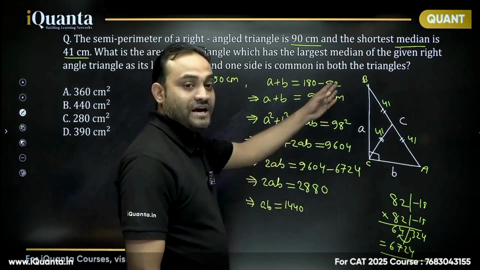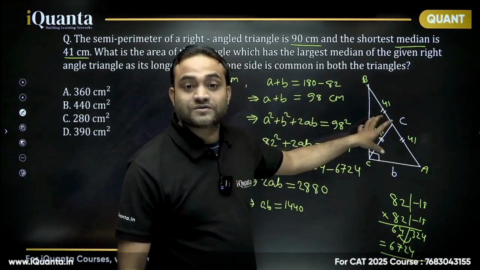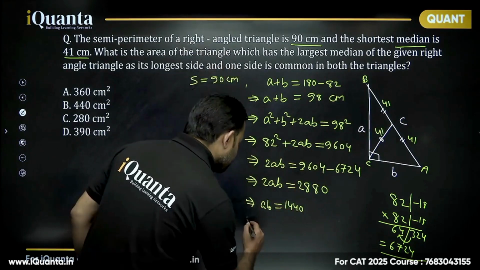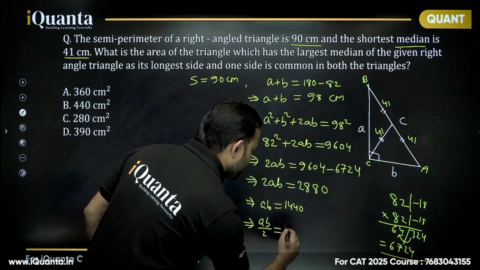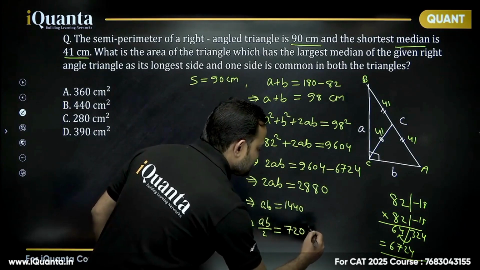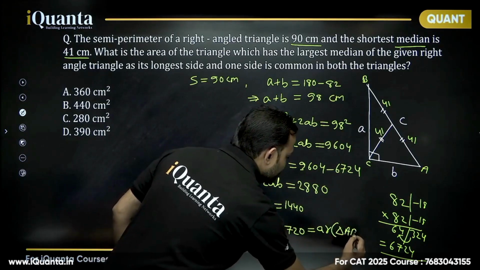And what is AB? A and B are the perpendicular sides. So what will be the area of this triangle? This will be AB by 2. So we can say area of this triangle is 1 by 2 A into B, this will be 720. This is nothing but the area of triangle ABC.